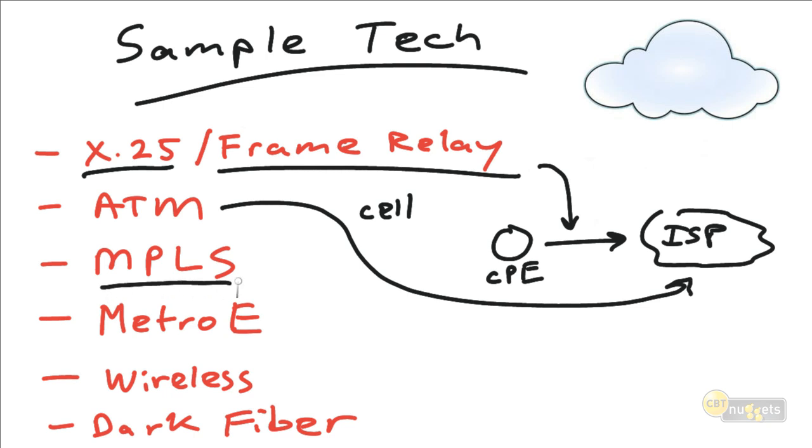MPLS is hugely popular today in internet service provider clouds, and this is where we shim a little label. Yeah, the L stands for label. We shim a little label into the packet, and then we make forwarding decisions really easy and efficiently based on that label. Metro Ethernet is another WAN option.